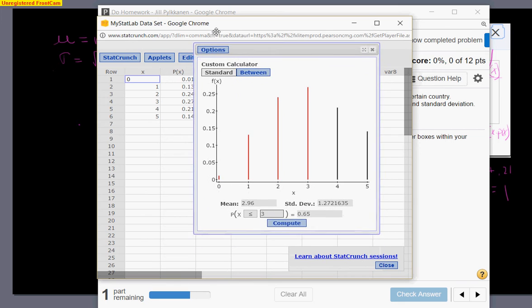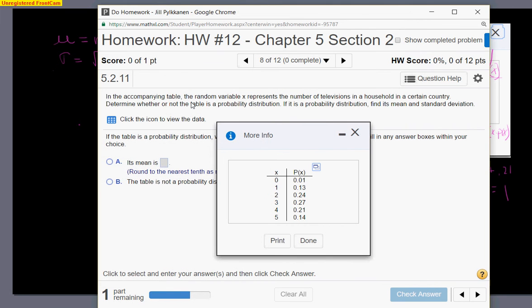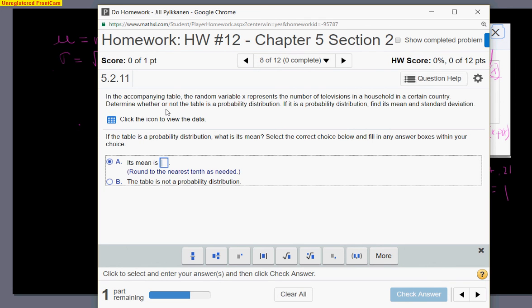Now don't worry about the graph right now. We'll get into that a little bit later, but what I do want you to focus on is the mean right here and the standard deviation here. We are told that the mean is 2.96. The standard deviation equals 1.27. And I'm not quite sure what the problem said in terms of where we round. We are supposed to round to the nearest tenth. We can go ahead and plug that in. It looks like to the nearest tenth would be 3.0. It's just 3. Let's check that answer.